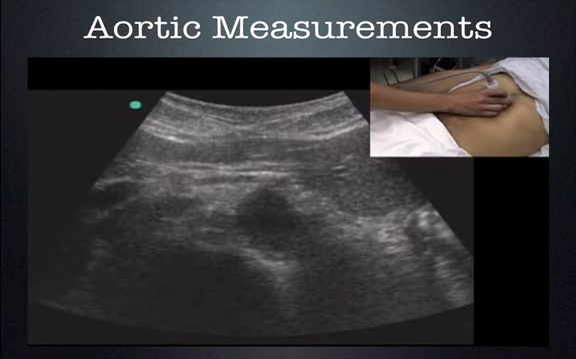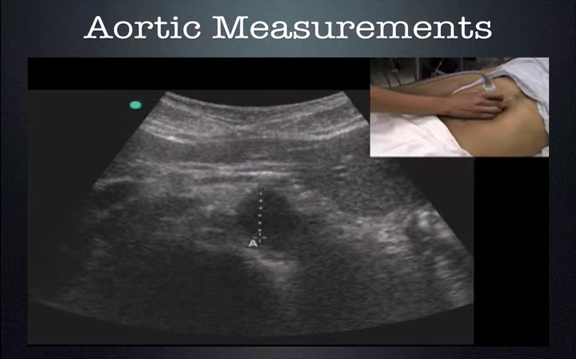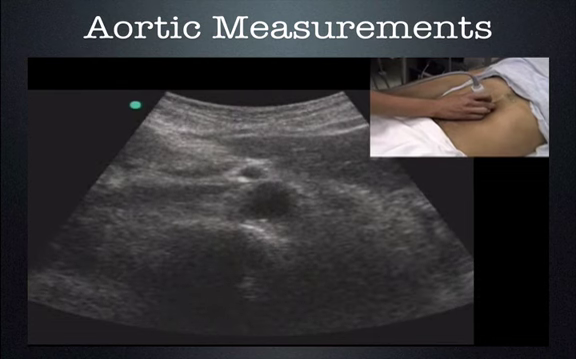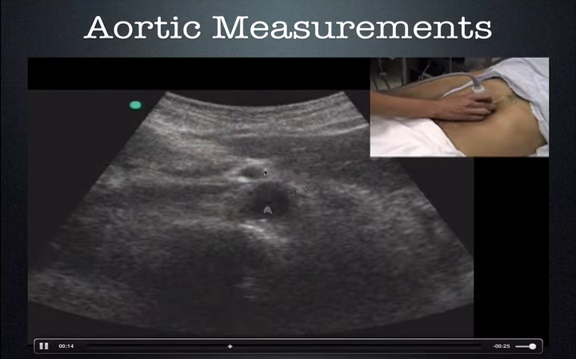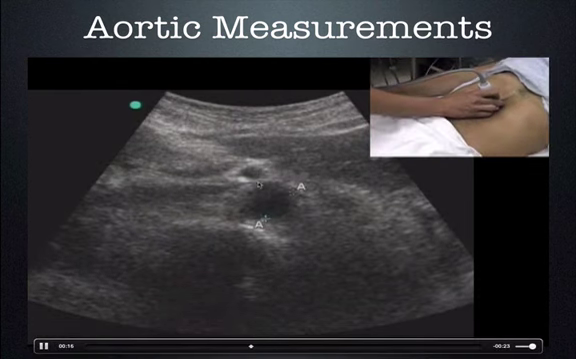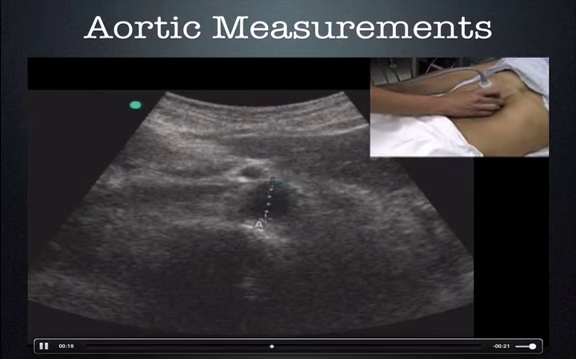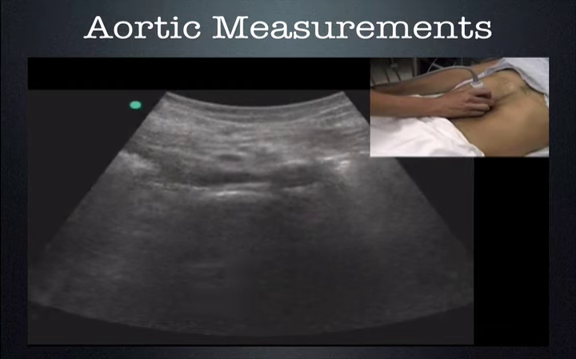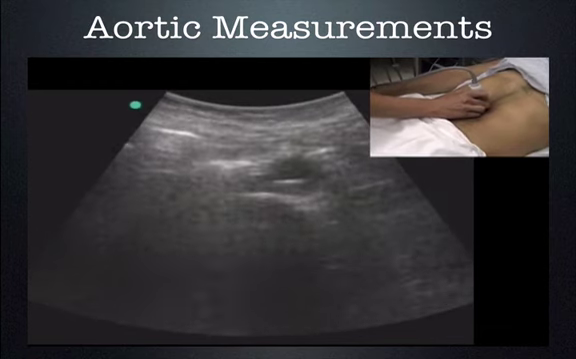We see the aorta right here. Placing the calipers, come down. There's the SMA right here. Therefore, we know this is the middle segment. Get their measurement, and they'll come down, and looking for the bifurcation again. Once they identify the bifurcation, we'll come back up.